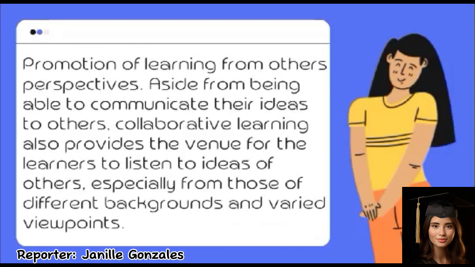Next is promotion of learning from others' perspectives. Aside from being able to communicate their ideas to others, collaborative learning also provides the venue for the learners to listen to ideas of others, especially from those of different backgrounds and varied viewpoints.